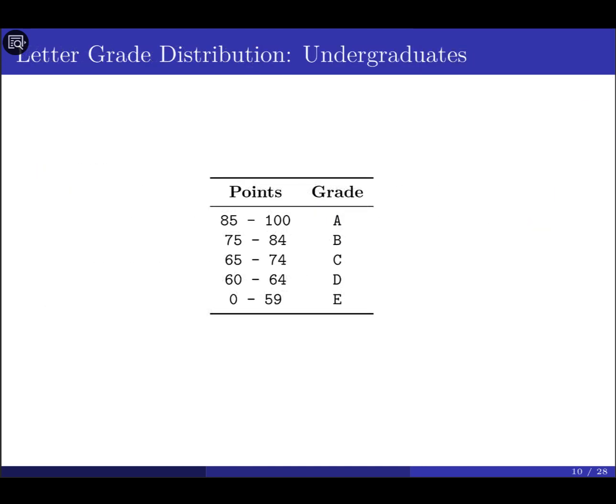This is the grade distribution. We do have undergraduate and graduate students. The only difference between them is that the graduate students don't have D. They have A, B, C, and E. It's easy to get A in my class.